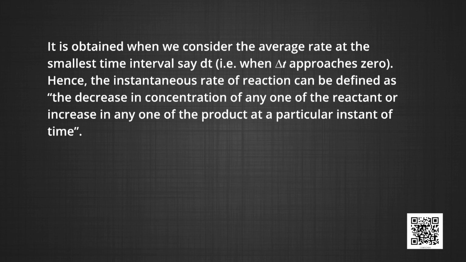Now, instead of delta, we are using small d. Delta represents average change, small d represents infinitesimally or a very small change. That is when delta t approaches 0. Hence, the instantaneous rate of the reaction can be defined as the decrease in the concentration of any one of the reactants or increase in any one of the products at a particular instant of time.